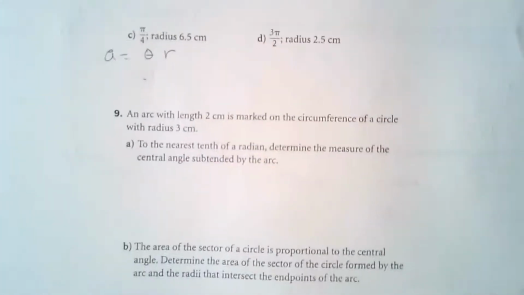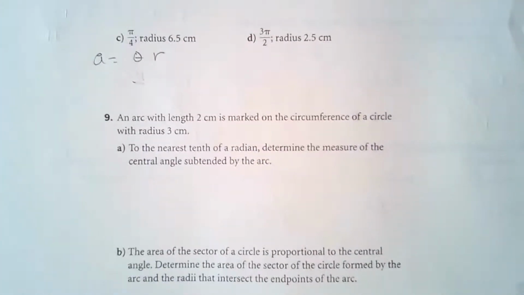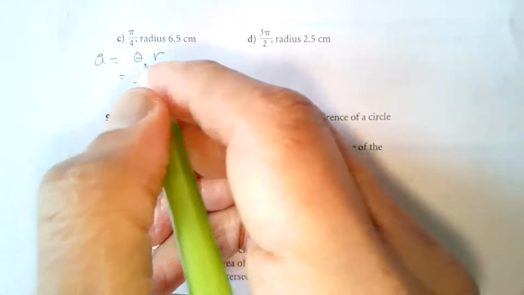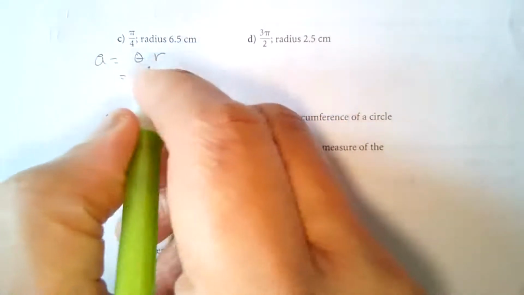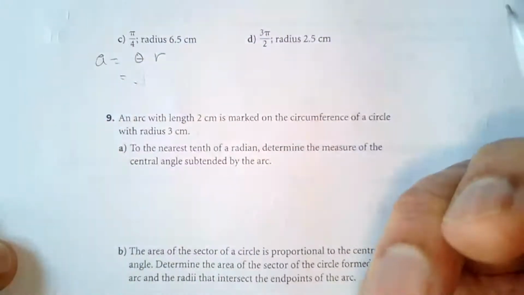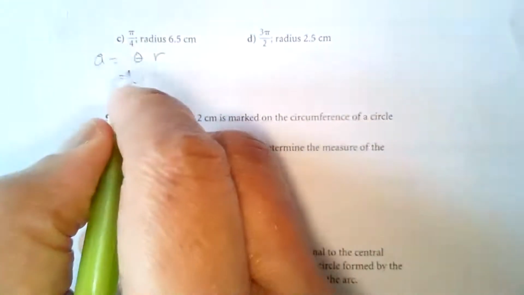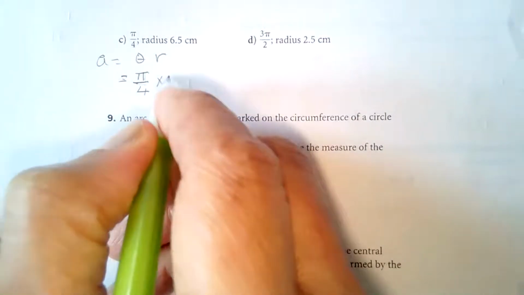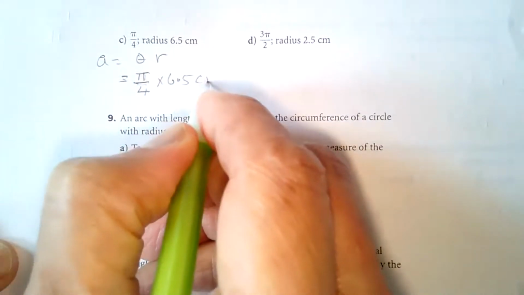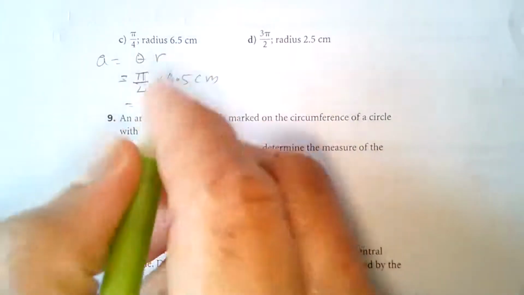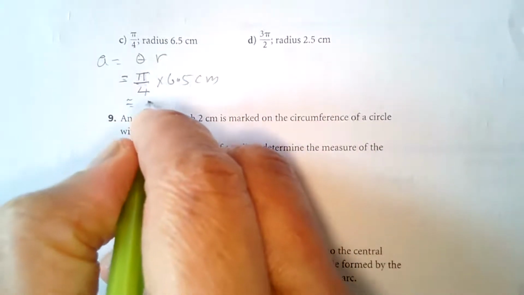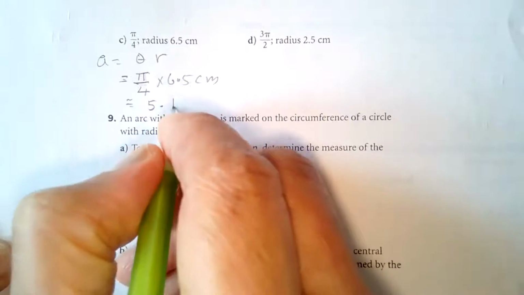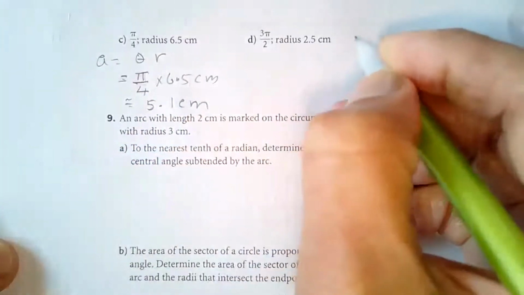Zoom in here. So the arc length is equal to pi over 4 multiplied by 6.5 centimeters, which worked out to be approximately 5.1 centimeters.